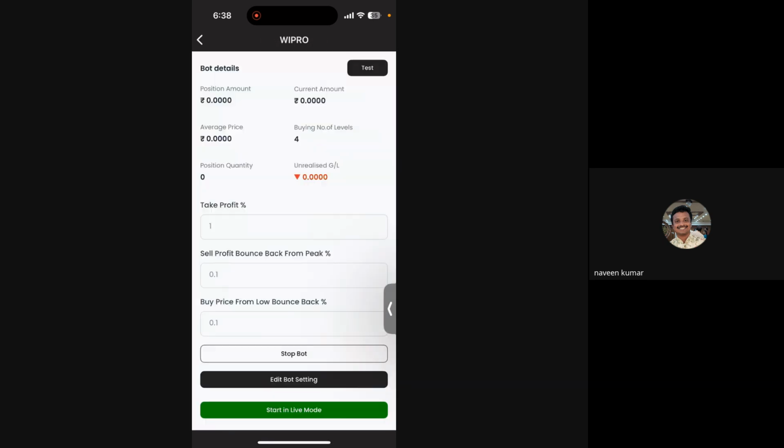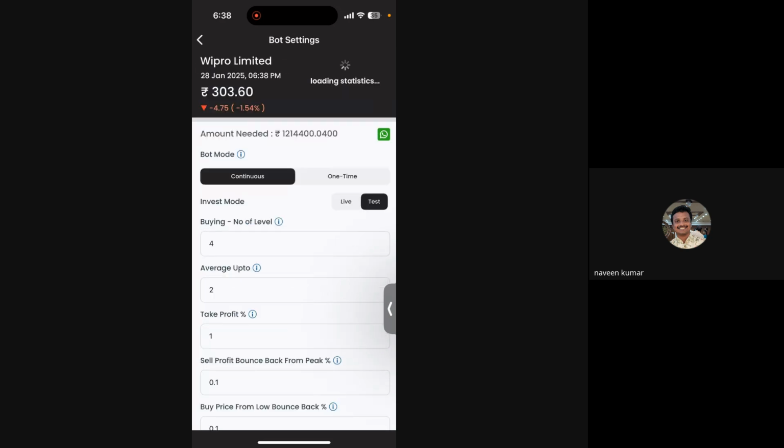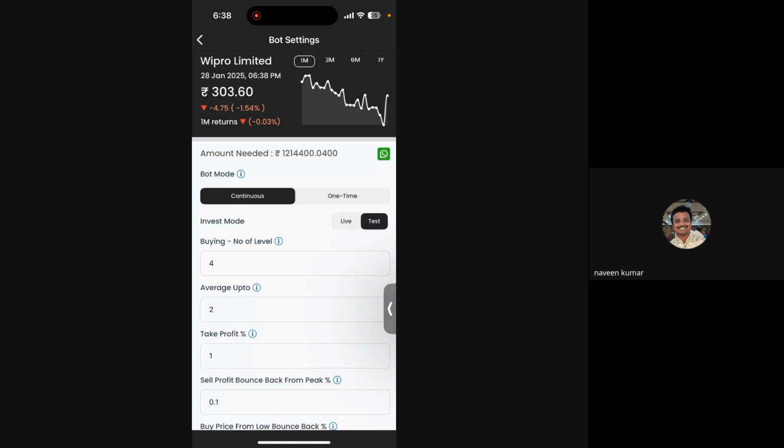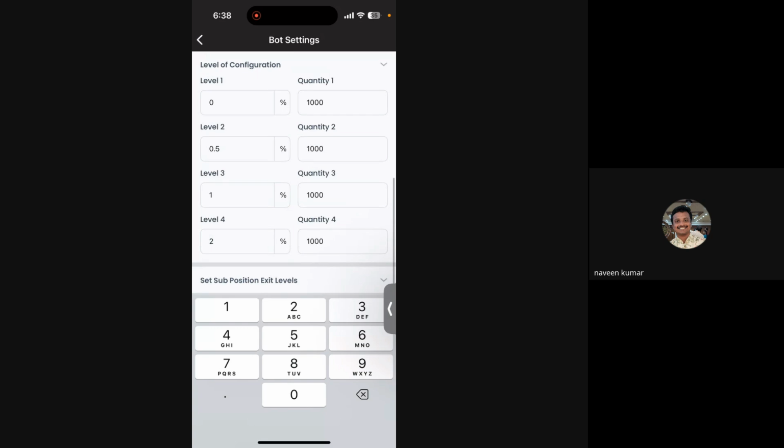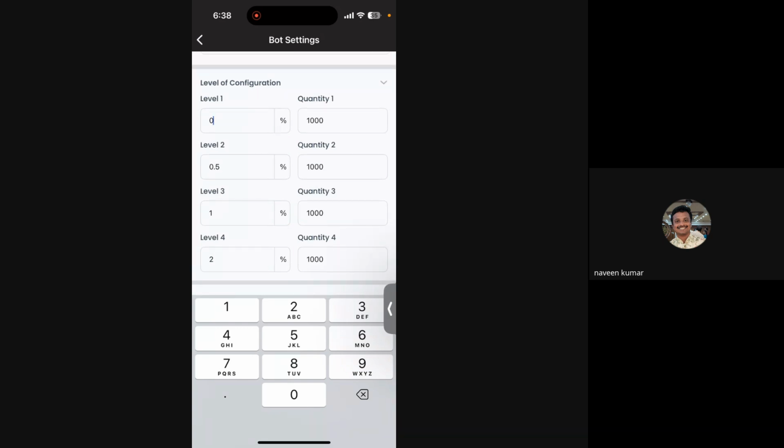So let's see Wipro, it has already booked 35,000 profit. Let's see what the bot was. The stock is now trading at 303 because it got delisted from NSE and now shifted trading to only BSE. At that particular point of time, I had 4 levels of buying. I just wanted to accumulate 4,000 stocks: 0% down 1,000, 0.5% down 1,000, 1% down 1,000, 2% down 1,000.